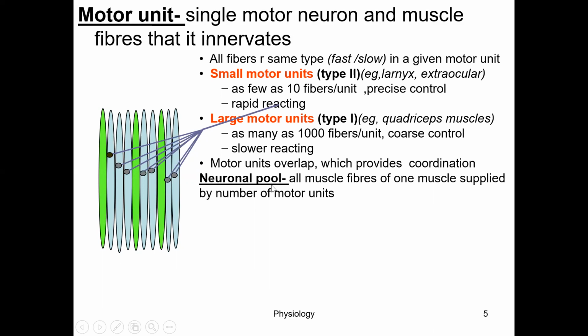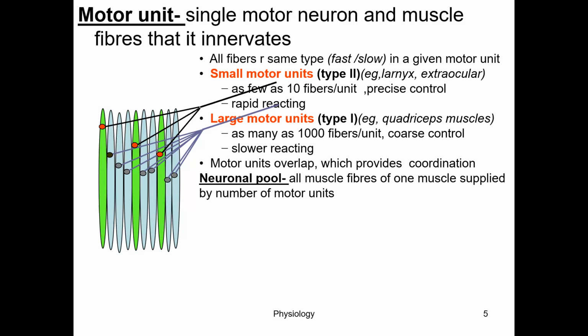Then what is meant by neuronal pool? Suppose, for example, the biceps is a skeletal muscle. That skeletal muscle is supplied by C5 and C6, that means the nerves arising from cervical vertebra 5 and cervical vertebra 6. So the whole muscle is supplied by a number of neurons, and that is called the neuronal pool. So one single muscle is supplied by how many neurons, that is called the neuronal pool.